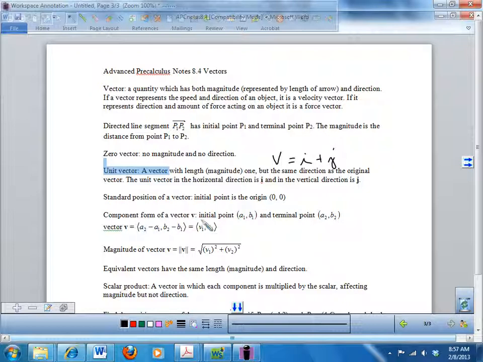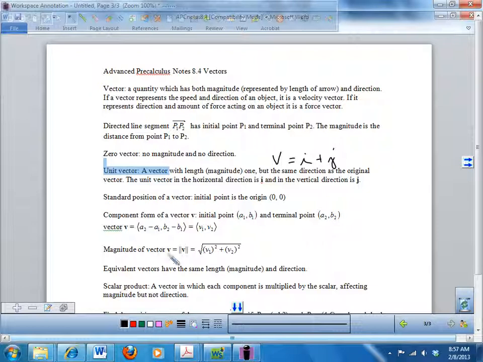For the component form of a vector, <a, b>, the terminal point, meaning the end point, is (a2, b2), and the initial point is (a1, b1). That's where you start. And in order to find that vector, you subtract the 2's minus the 1's. We'll do some of these. And sometimes you write vectors in this form with these little brackets that are kind of that shape.